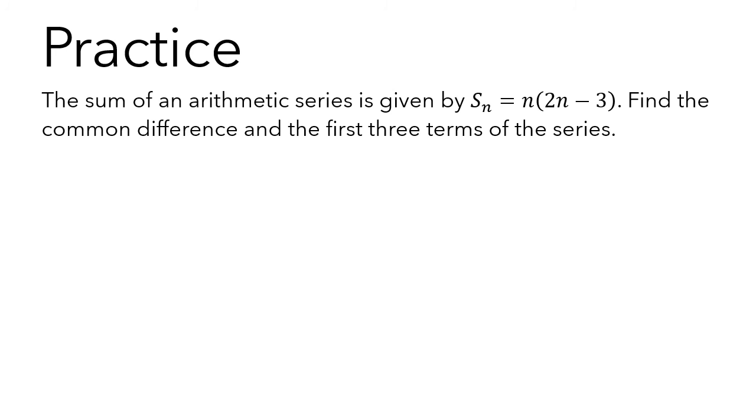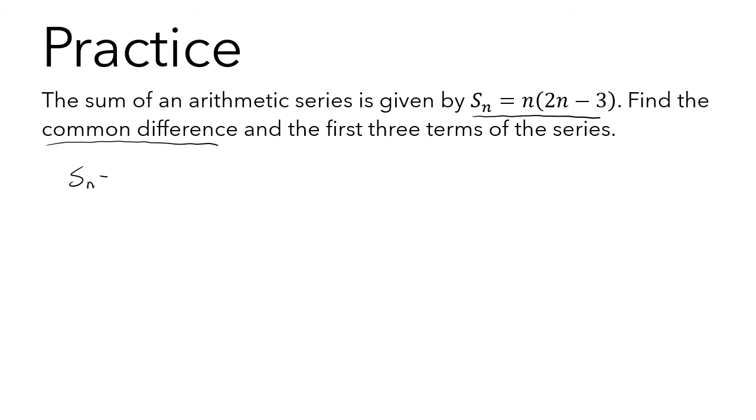Alright, let's try one last question. The sum of an arithmetic series is given by S of n equals n times 2n minus 3. Find the common difference, d, and the first three terms of this series. So notice that this is not written exactly how we're used to, so we just need to manipulate it so it looks like what we're used to, and then we'll easily be able to tell what d is and then figure out the terms of the series.